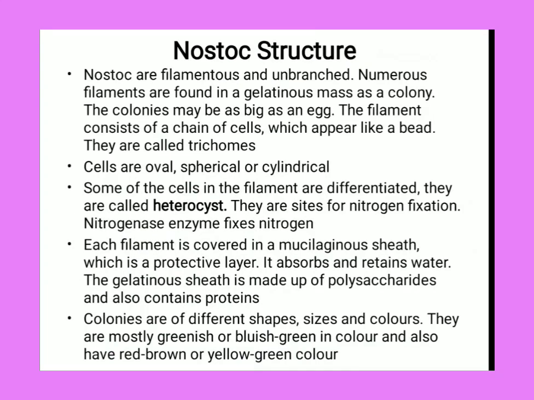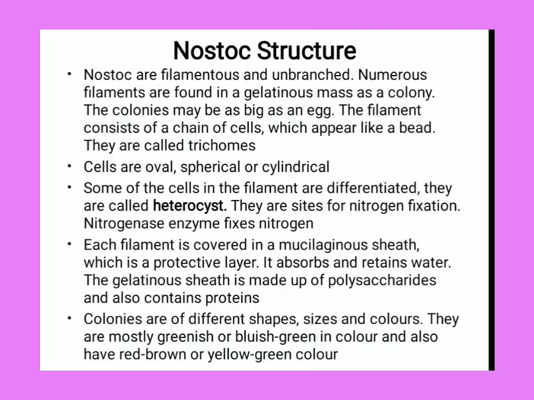Okay, and then the cells are oval, spherical, and cylindrical. Some of the cells in filaments are differentiated, and they are also called heterocytes. They are sites for nitrogen fixation. Nitrogenase enzyme fixes nitrogen. Each filament is covered in a mucilaginous sheath, which is a protective layer. It absorbs and retains water, and the gelatinous sheath is made up of polysaccharide and also contains protein.